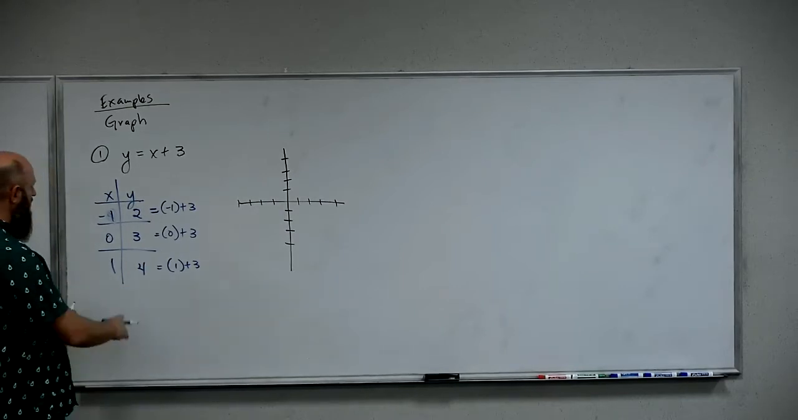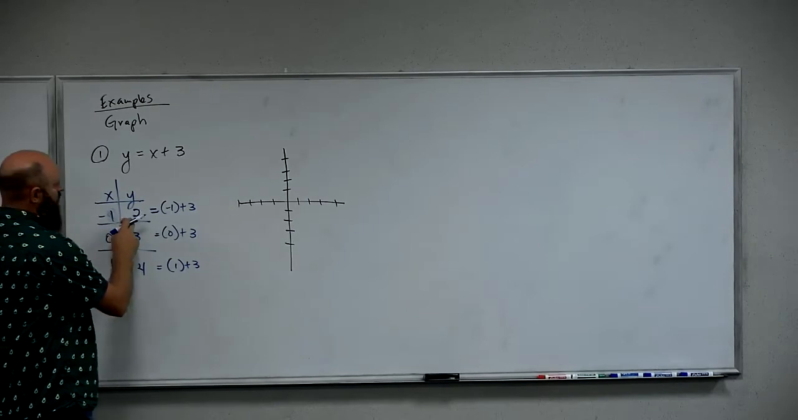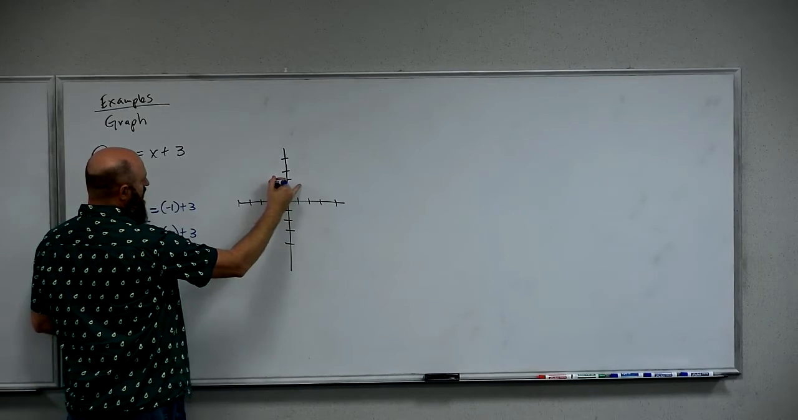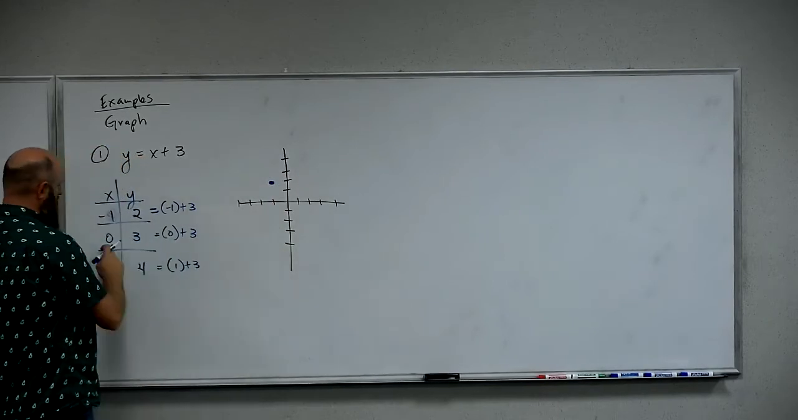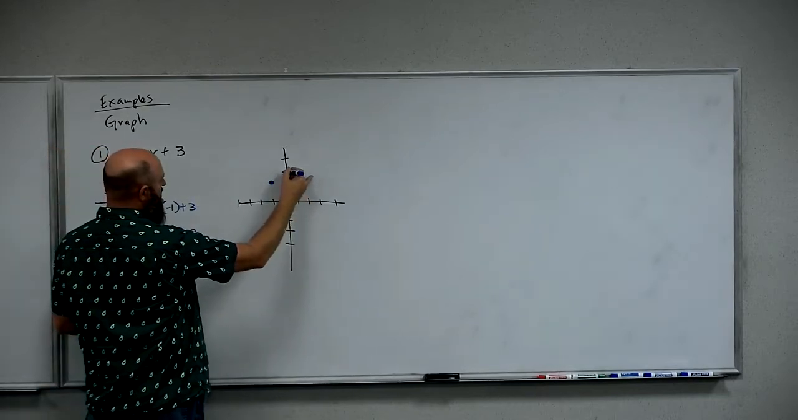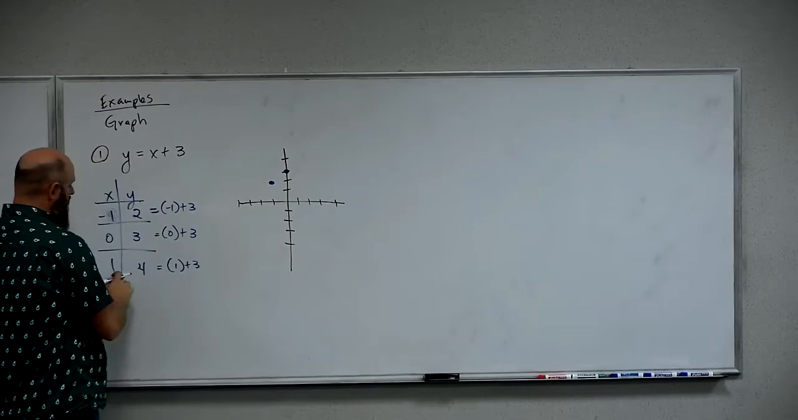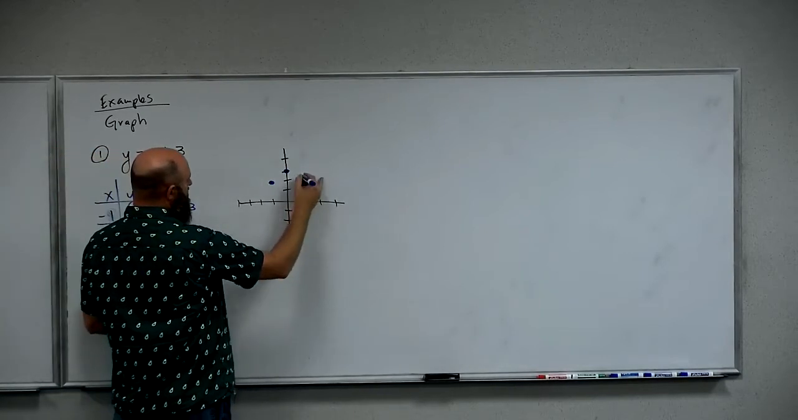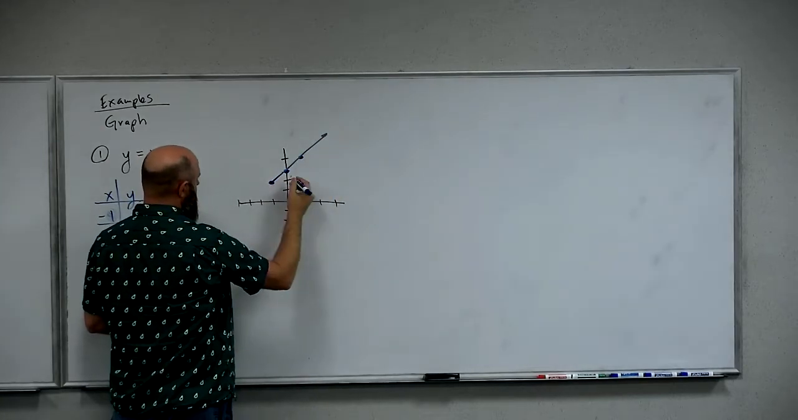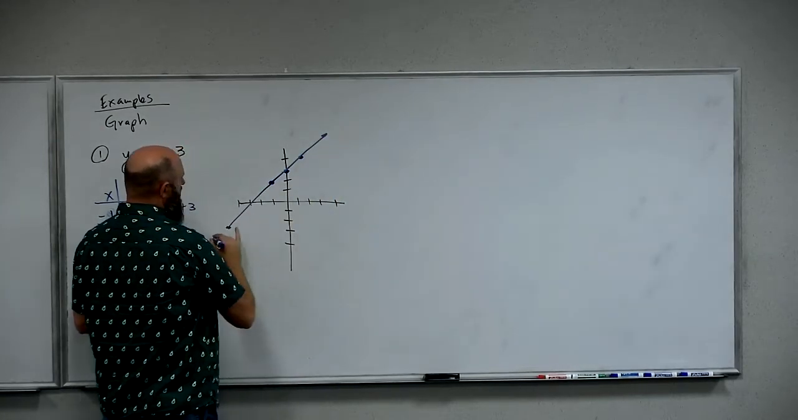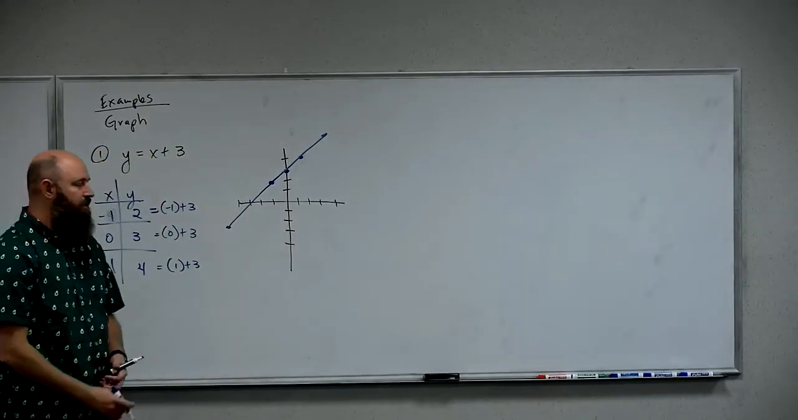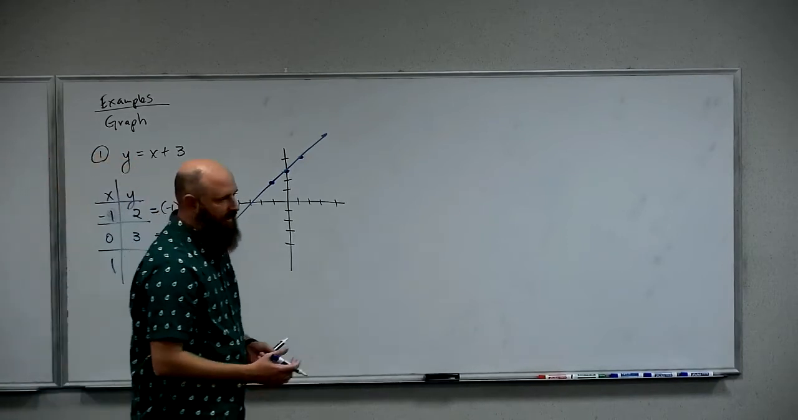Okay. All right, but I'm going to plot my points. So -1, 2. We go -1 on the x up to 2, and that's where we put our point. The next one is 0, 3. So we go to 0 on the x and then up 3. And then finally 1, 4. We go over to 1 on the x and then up 4. And if I've drawn this correctly, then it should be a straight line. Okay. And so there's my graph. We have graphed that equation.